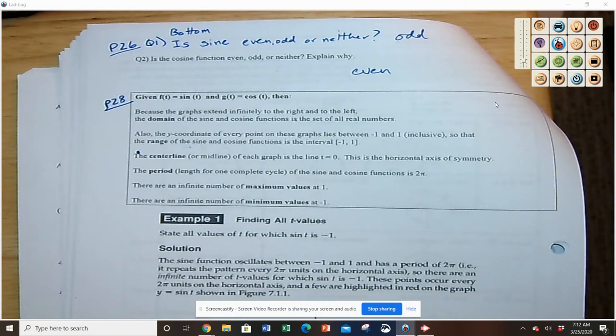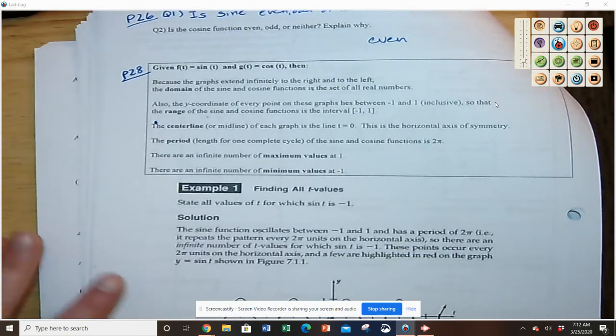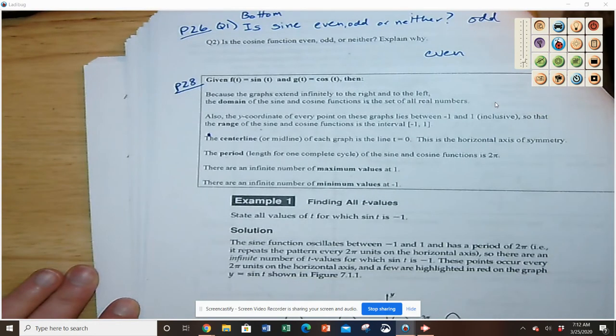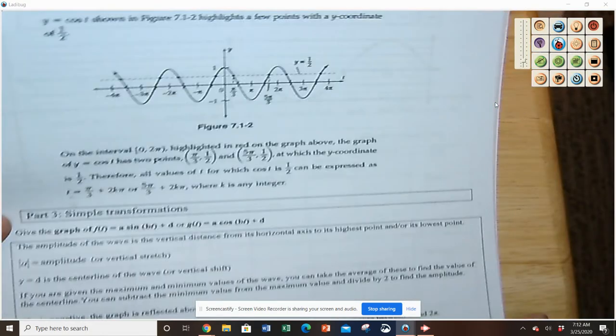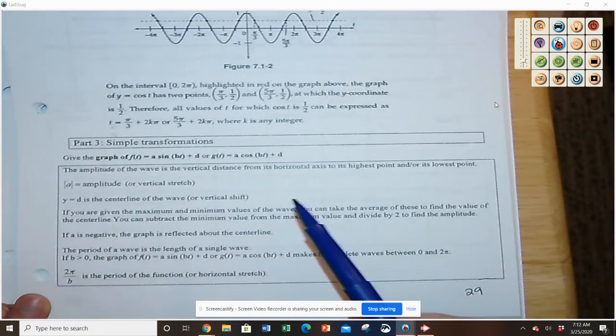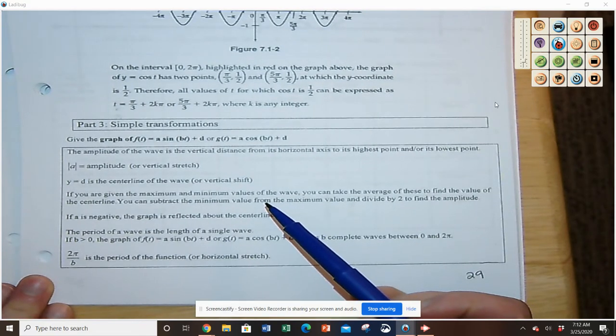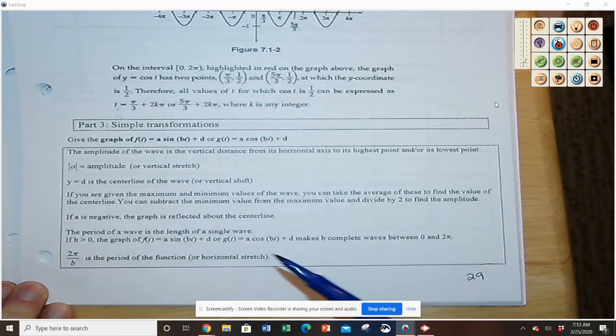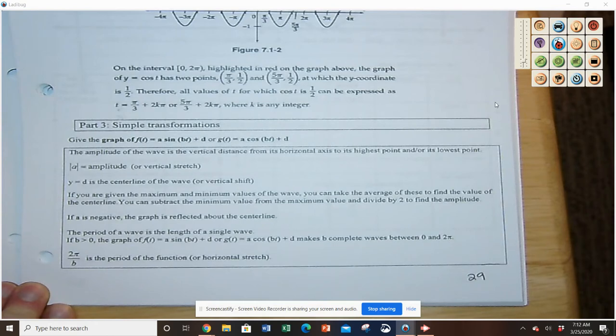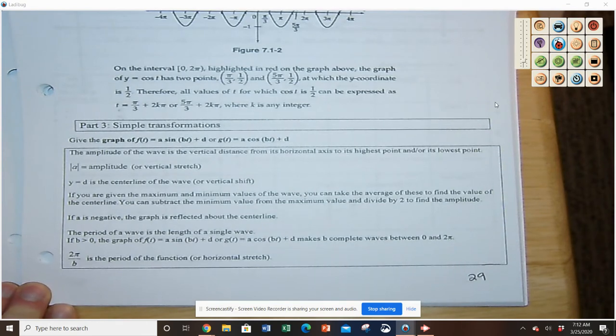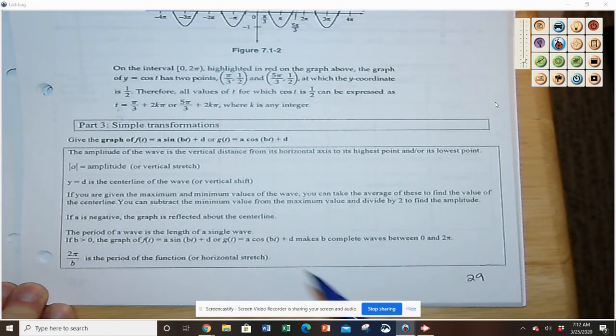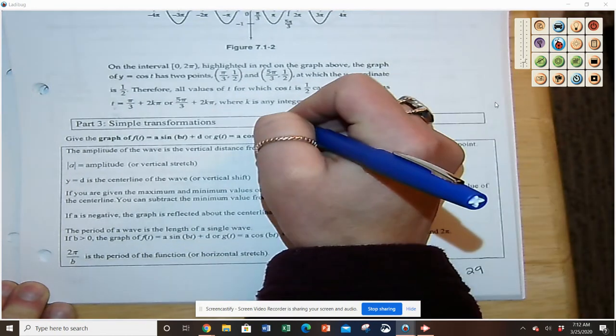All right, I'm going to skip finding all t values. That's solving, and we're not going to get to that for quite a while. So let's go over to page 29 here. And I would encourage you to highlight here. Apparently, I can't find the highlighter at the moment, but you can highlight, you can make note cards for yourself. All of this you're going to need to memorize.